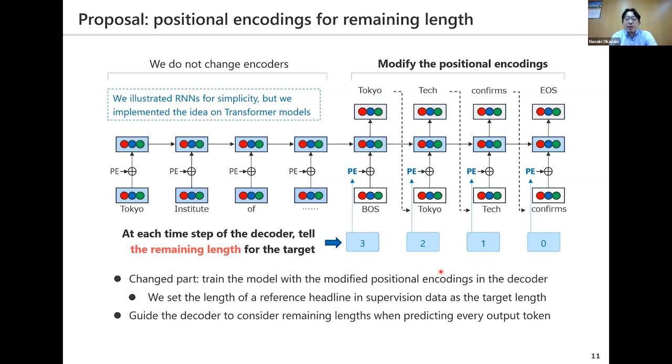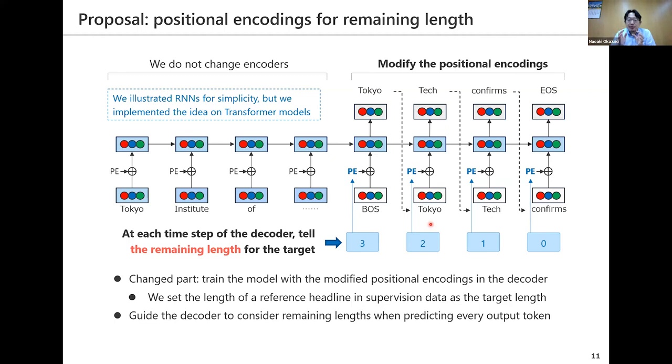For this problem, we propose a very simple approach for controlling output lengths. We modify the positional encodings in the decoder of the transformer so that we can tell the remaining length or the target length at each time step. Suppose that we want to generate an output 3 tokens long. So we tell the decoder that the number of remaining tokens is 3 from this time step. In the next time step, we decrement the number and tell the decoder that the remaining length is 2.